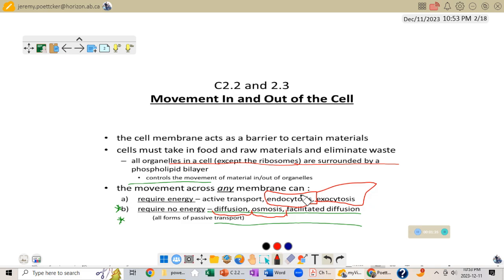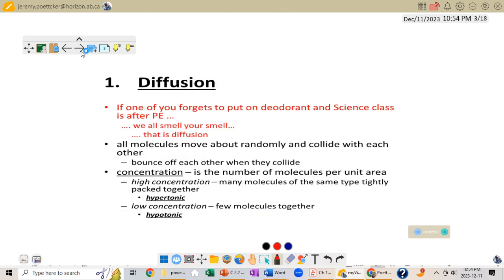But the idea here is that all of the organelles in a cell and the cell itself are surrounded by this phospholipid bilayer, the cell membrane, and that's a barrier. And so to get the food and raw materials in, get the waste out, whether it's from organelles or from the cell itself, there's got to be some way to move in and move out. So diffusion is the first one.